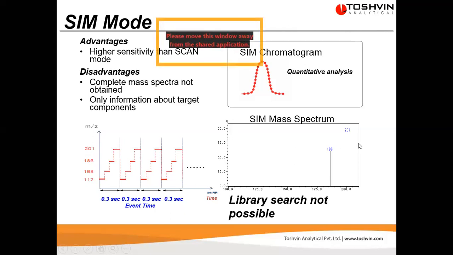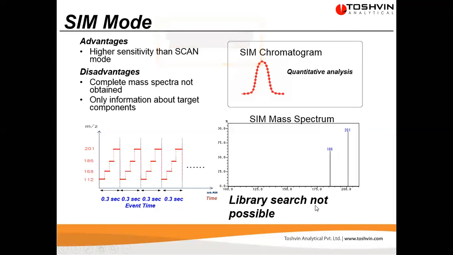In SIM mode, this kind of pattern we get in SIM analysis. Say, for example, it is showing 186 and 201 because, for example, if 112 is not there and 168 is not there, that's why it has given a response for only the other two ions. Yeah, so this is an important statement: library search not possible.